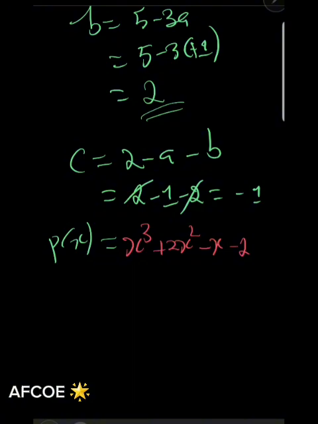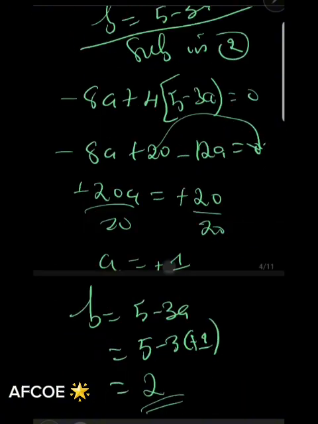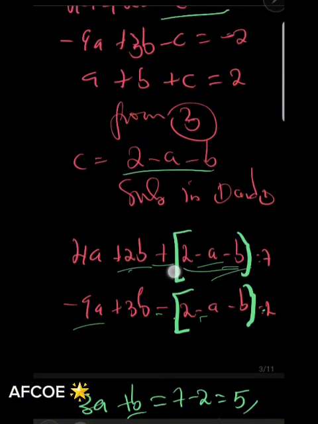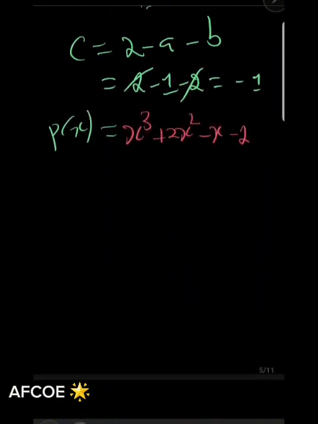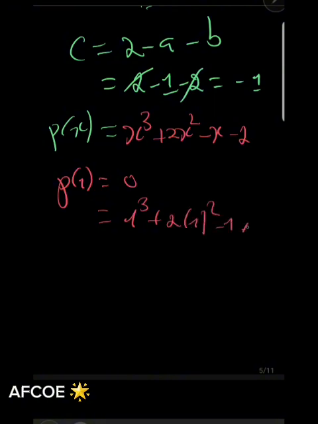Before I continue, I have to verify at least two or thrice. So we got the condition that p of 1 equals 0. That was the first condition that we were given. So let us try it. P of 1 has to be equal to 0. Is it true? So we get 1 cubed plus 2 into 1 squared minus 1 minus 2. What is that equal to? 1 cubed is simply 1. 2 times 1 squared is simply 2. So we get 1 plus 2, which is 3. Then we get minus 1 minus 2. This is 3 minus 3, which is equal to 0.